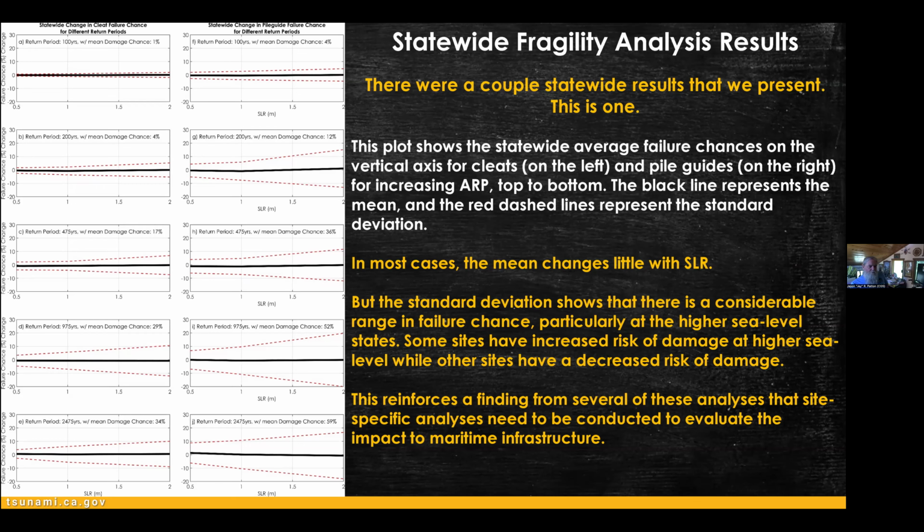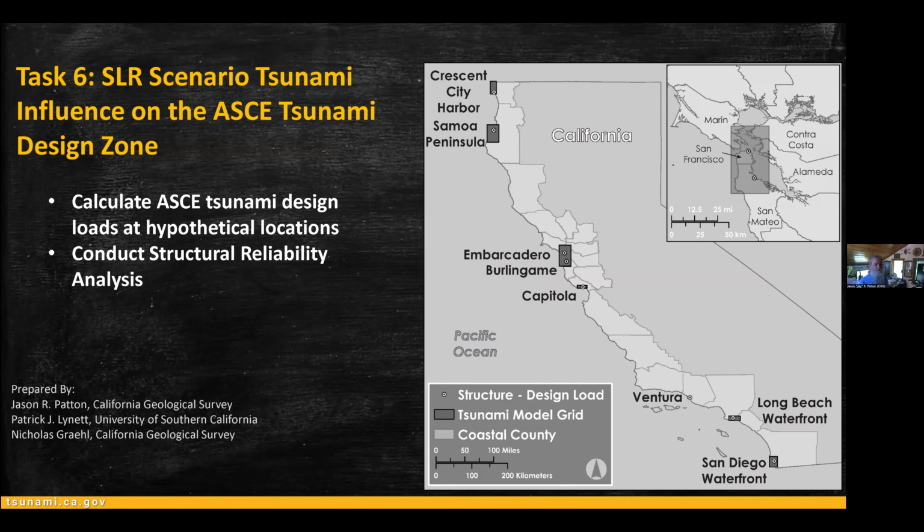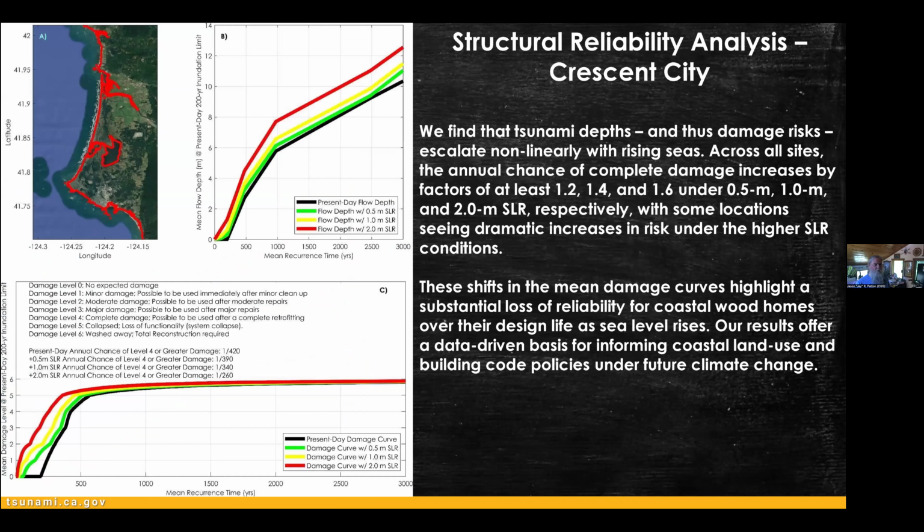Some sites have increased risk of damage at higher sea level, while other sites have decreased risk of damage. And this reinforces a finding from several of these analyses that site-specific analyses need to be conducted to evaluate the impact to maritime infrastructure. For task 6, we calculated ASCE tsunami design loads for hypothetical structures, and we conducted structural reliability analysis. And I'm going to skip through these slides to save some time.